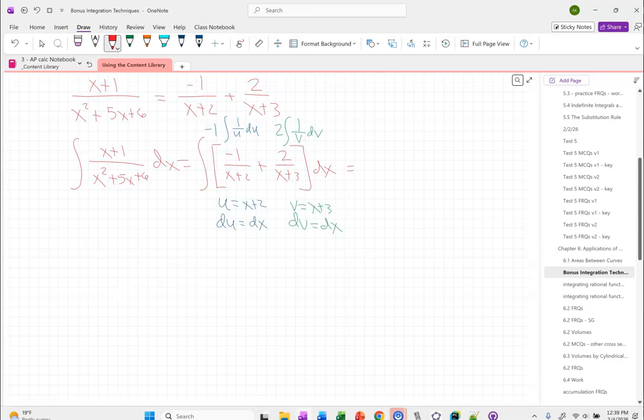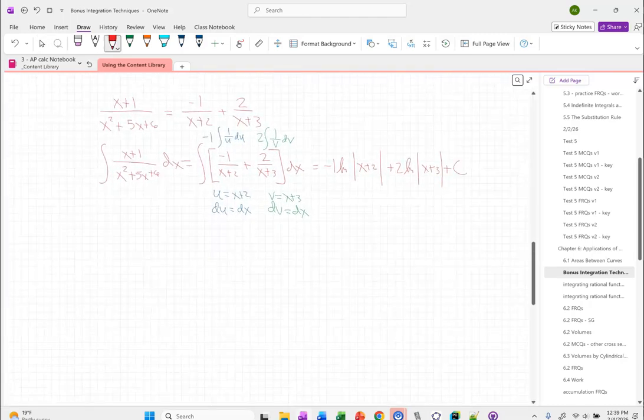So the antiderivative of 1 over u is the natural log of absolute value u. Well, let's plug our x back in. And then the antiderivative of 1 over v is going to be the natural log of the absolute value of v, but let's plug our value for v back in. Is everybody okay with what I've done there?